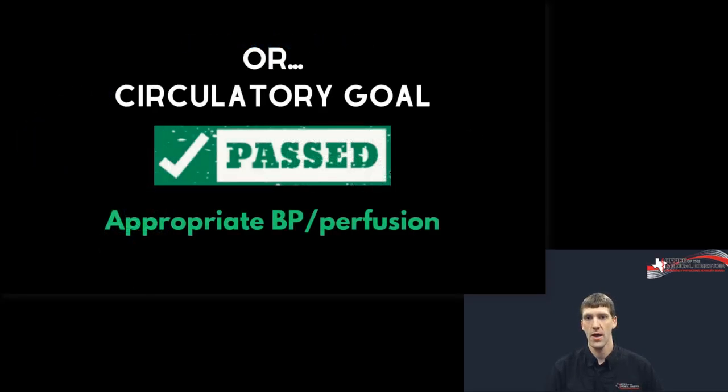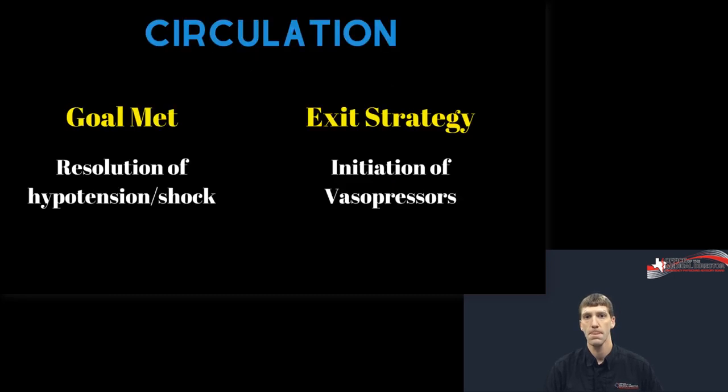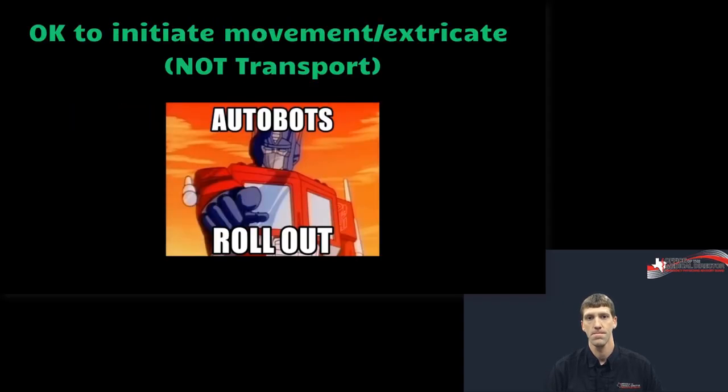Some children are just going to have a pure respiratory issue. If you get down to your circulatory status and we've assessed and they have an appropriate blood pressure and perfusion, then we can move rapidly through our circulatory goal. However, if we've initiated treatment, our goals are going to be either the resolution of hypotension or shock, or we've started our exit strategy of the initiation of vasopressors.